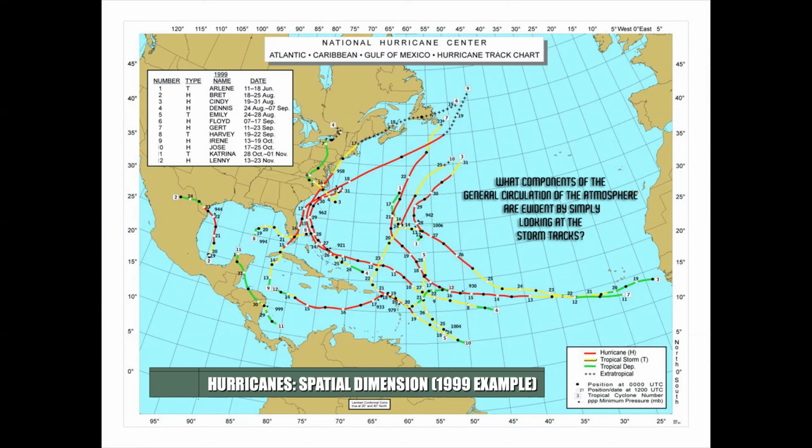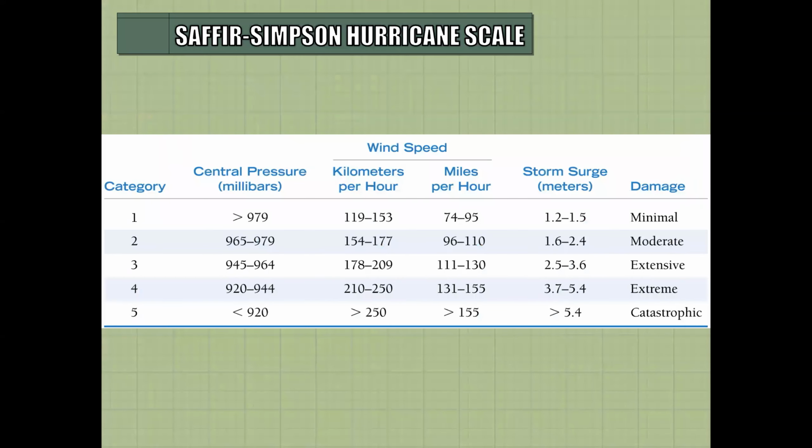So this is 1999. This is the Saffir-Simpson scale. So when you hear about Category 1, Category 2, what does that mean? It's really talking about wind, and it's talking about damage. So that's what the categories really mean. The categories are based on damage.